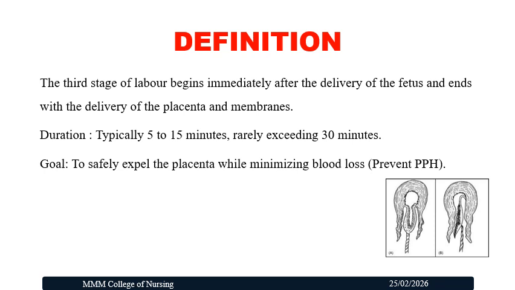Definition. The third stage of labor begins immediately after the delivery of the fetus and ends with the delivery of the placenta and membranes. As I told you earlier, the duration falls between 5 to 15 minutes and rarely will it exceed 30 minutes. The goal is to safely expel the placenta while minimizing the blood loss to prevent PPH.